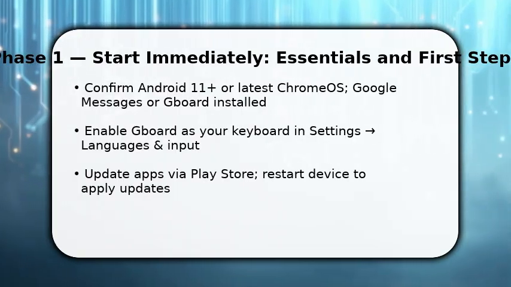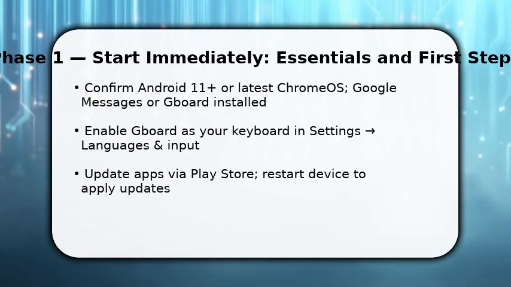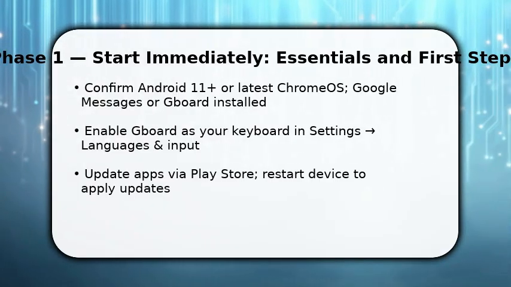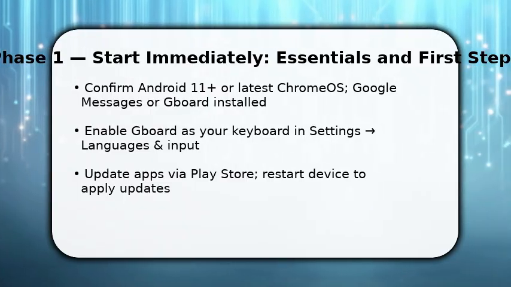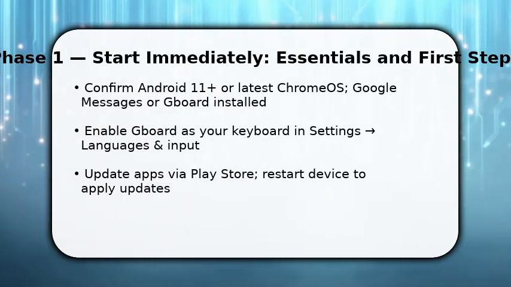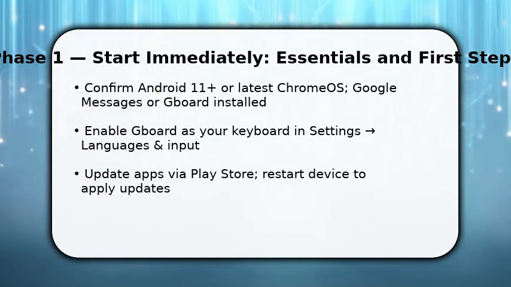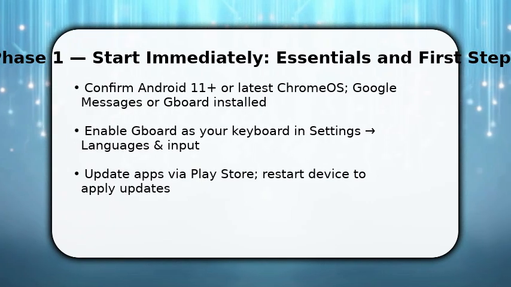Next, open the Play Store and update Gboard and Google Messages. Updates often unlock new sticker combos. Make sure to restart your phone after updating so system caches refresh. Otherwise, new features may not appear. These first steps get the foundation ready, so you can move straight into generating emoji mashups.